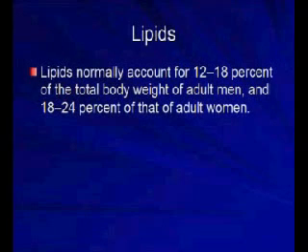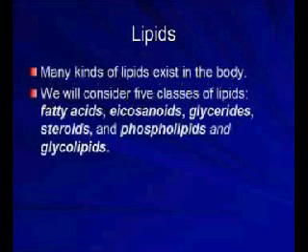Lipids normally account for 12 to 18% of the total body weight of an adult man, and 18 to 24% in the adult female. Many kinds of lipids exist in the body. We will consider five classes of lipids: fatty acids, eicosanoids, glycerides, steroids, phospholipids, and glycolipids.